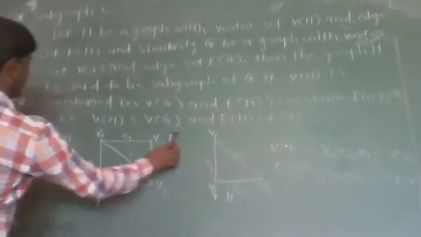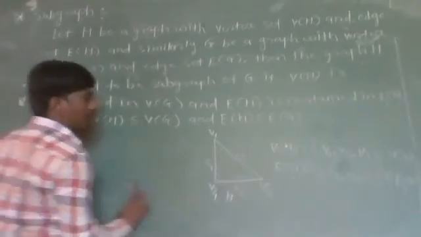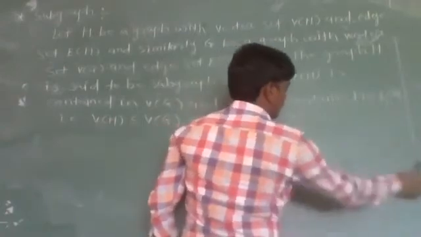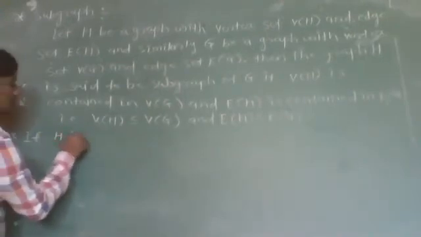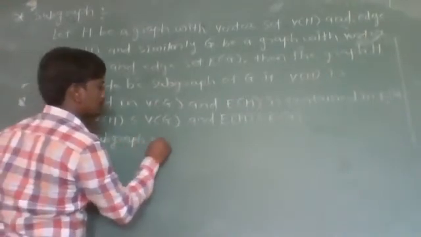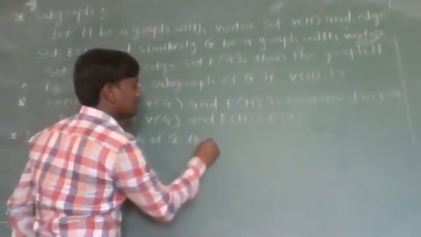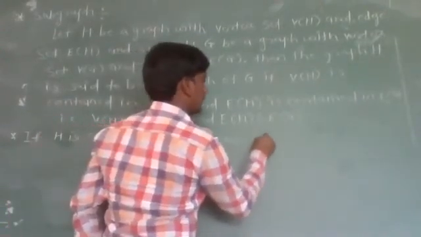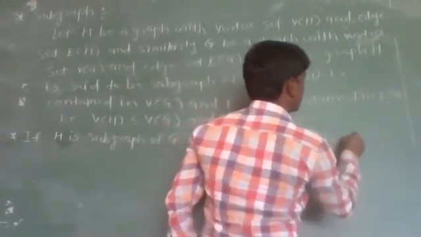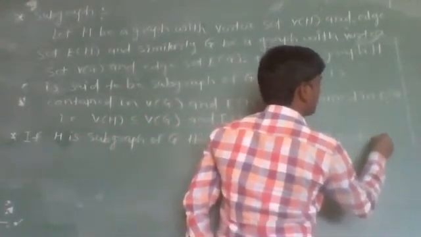Now, if H is a subgraph of graph G, then we say that H is contained in G. H is contained in graph G.